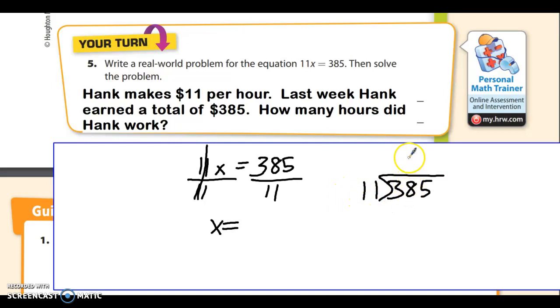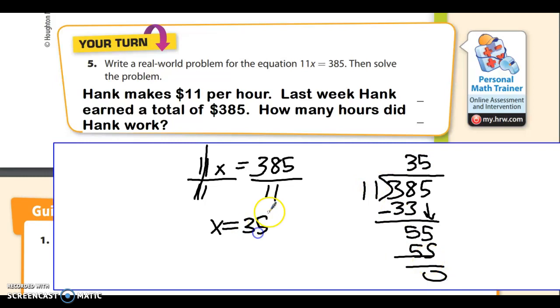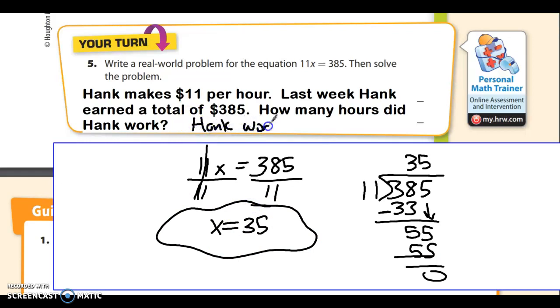11 goes into 38 3 times. 3 times 11 is 33. 38 minus 33 is 5. 11 goes into 55 5 times. 5 times 11 is 55. And I get 0. X is equal to 35. Hank worked 35 hours.